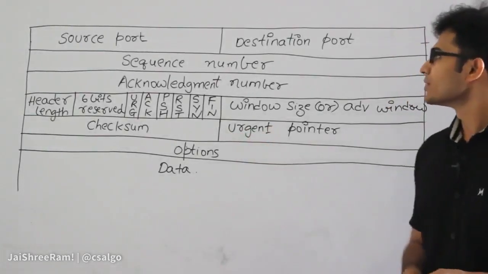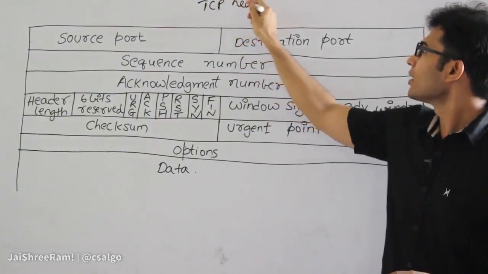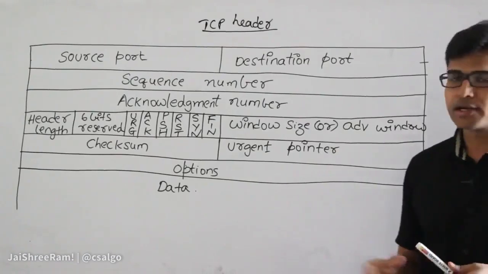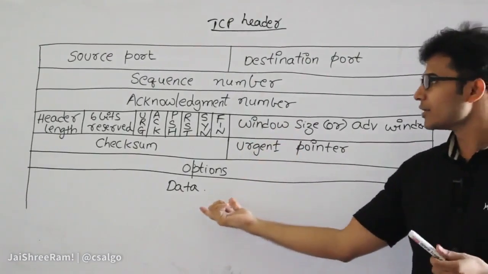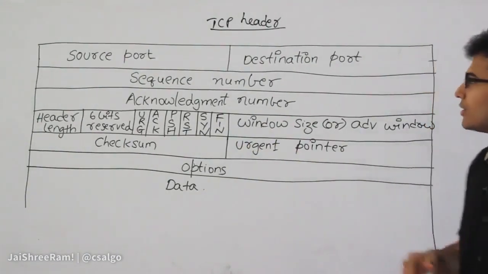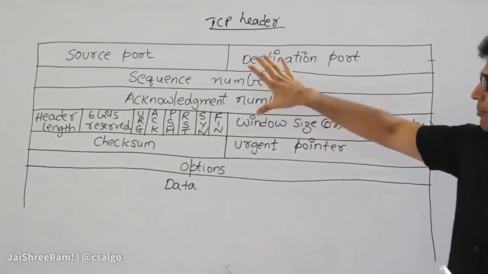Just look at this diagram. This is the TCP header. Just like the IP header, TCP also has a header, and then TCP is going to put the data in this. So every TCP segment is going to have a header and data, and the header looks like this. What you could do is pause the video.